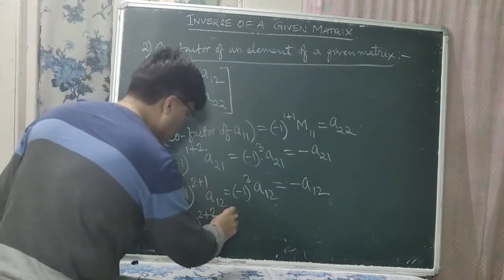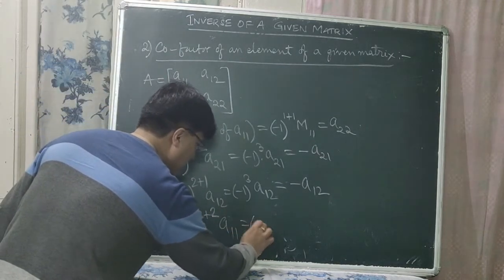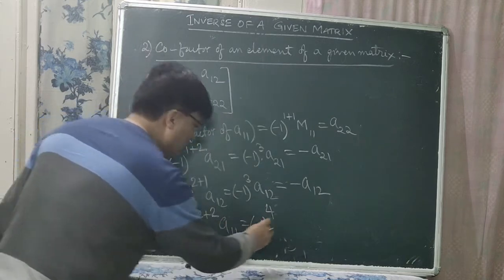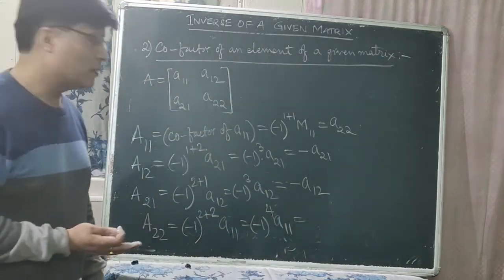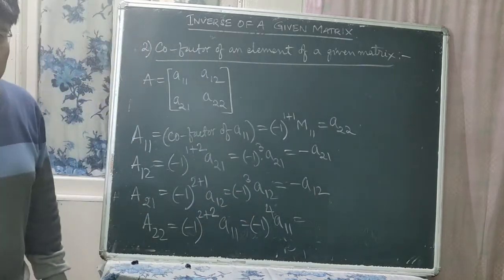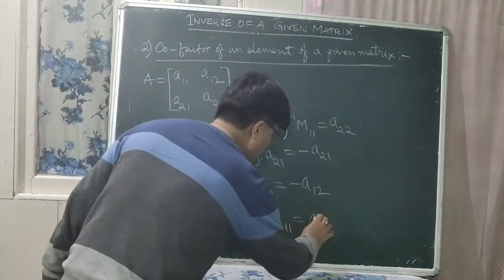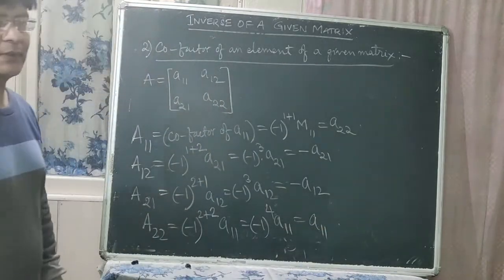What do we get? A11. So which is equal to -1 whole to the power 4. A11 is equal to, what is -1 whole to the power 4? -1 whole to the power, even number is always plus sign, you know that. So it is A11. Is it clear now?